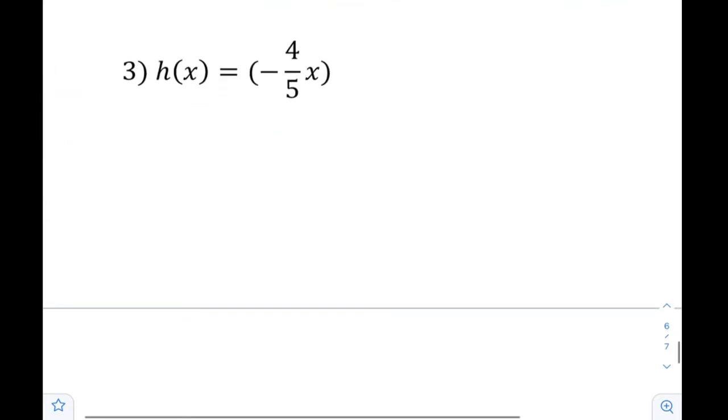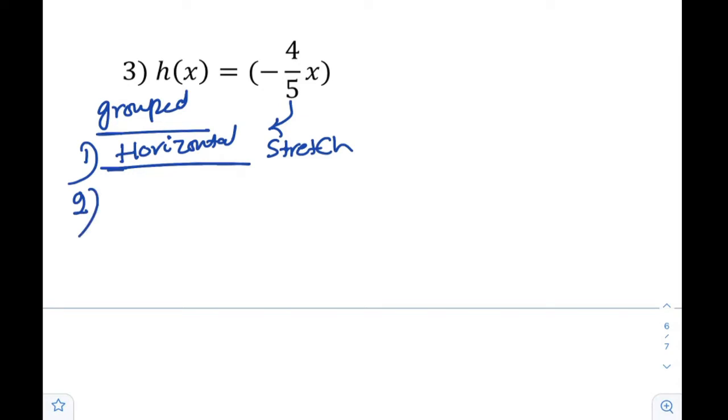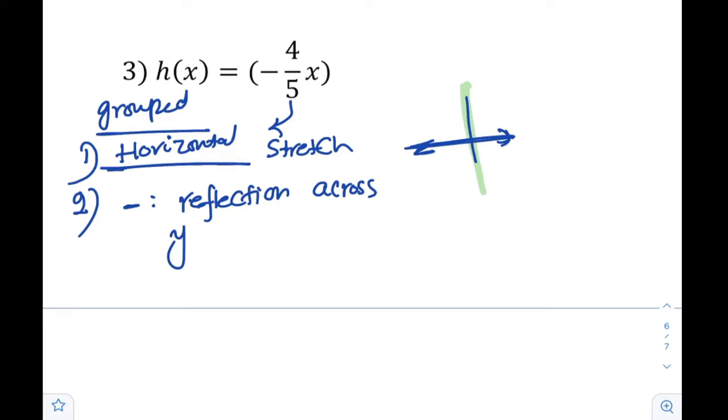Now moving to number 3. Now we have grouped, as we agreed, grouped affects from a horizontal point of view. So from the 4/5, since it is less than 1 in the group, it is a horizontal stretch, or horizontally stretched. Now this is the first thing. The second thing, we also have a negative sign, so we will also have reflection. And since it is affecting horizontally this way, that means the reflection will be across the y-axis this time. Across the y-axis.